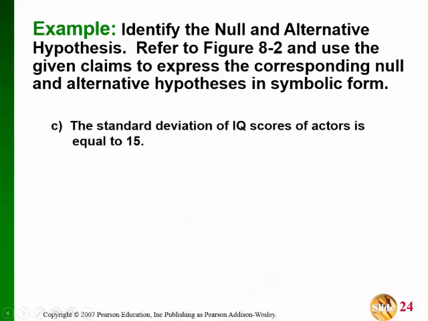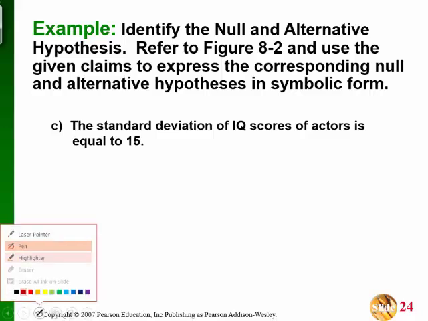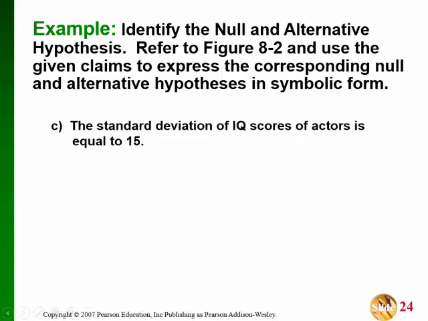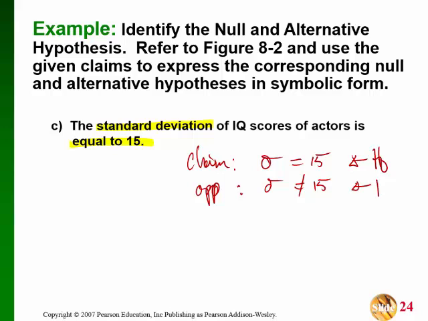All right, one more. Standard deviation is equal to 15. What's our parameter we're testing? Sigma, right? And is equal to 15. Well, that basically does it. Claim: sigma equals 15. Opposite: not equal to. So you can just identify your null hypothesis and your alternative hypothesis from here, then you're all set.